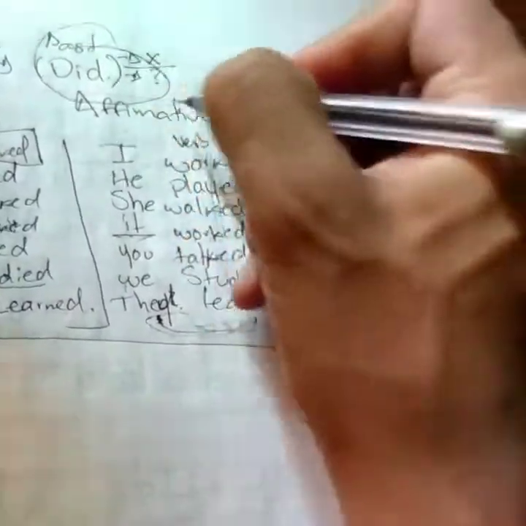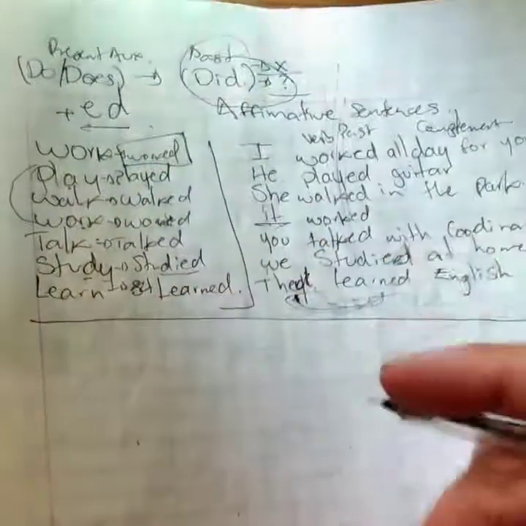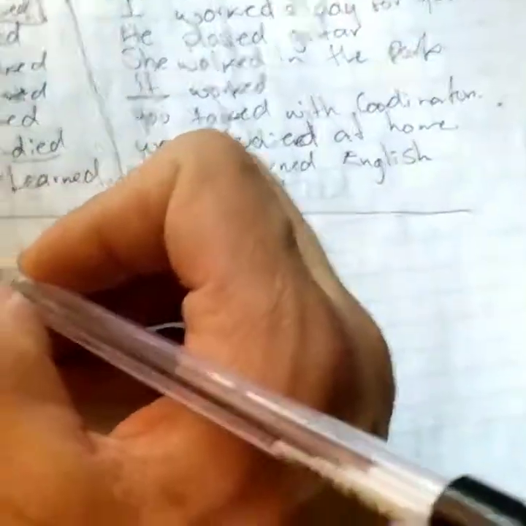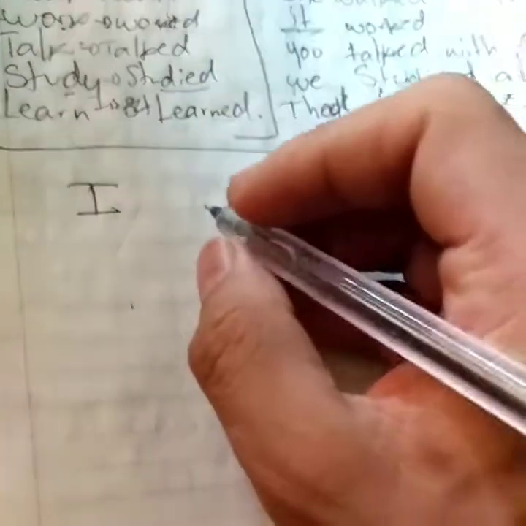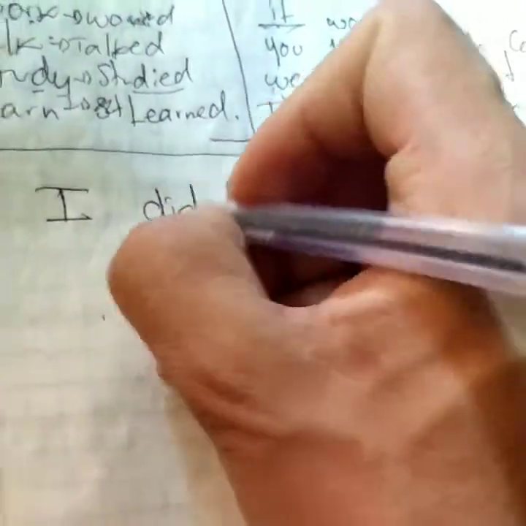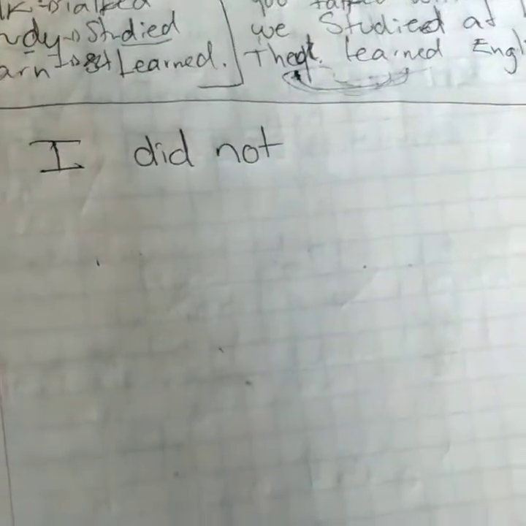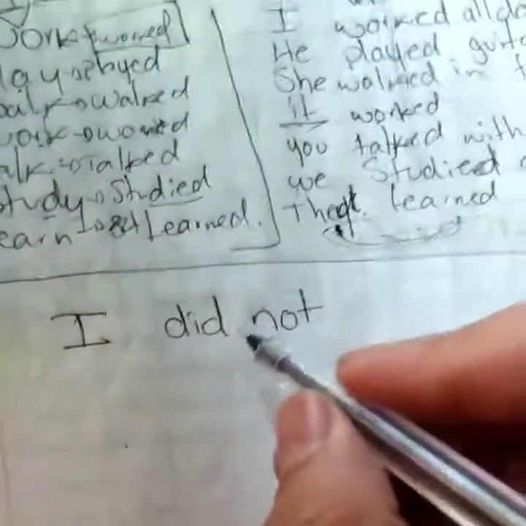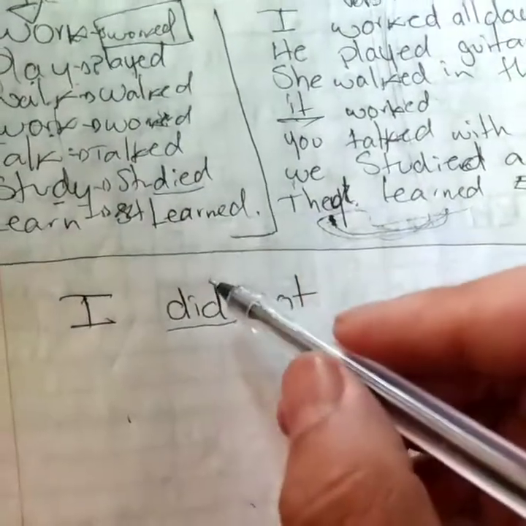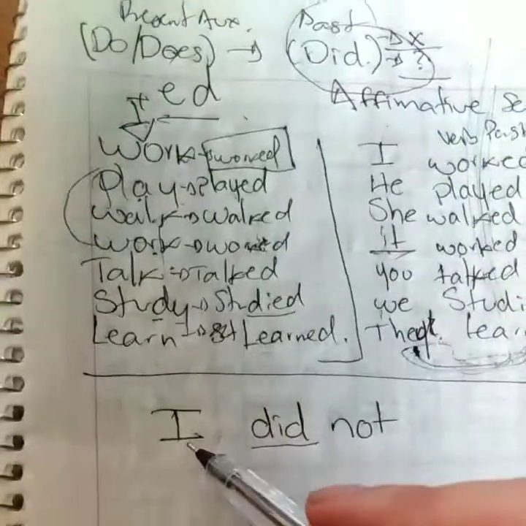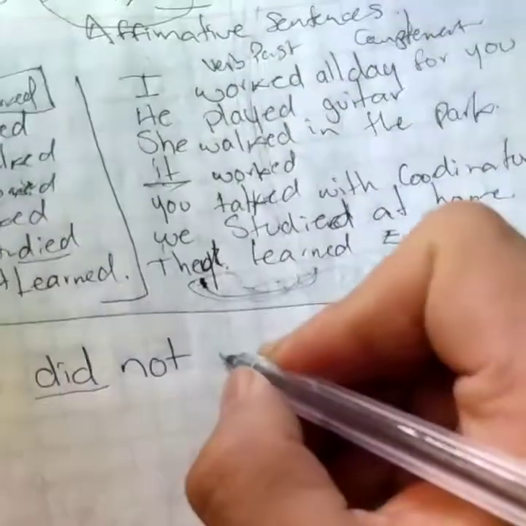Okay, now we're going to use our auxiliary did. Remember that we're going to use it for negatives and questions. How are we going to make negative sentences in simple past? Okay, it would be like this. I'm going to use the personal pronoun, the auxiliary did, and we're going to add not, okay? And then we're going to place the verb in present. Why? Because the auxiliary is telling us that this is already in past. So it would be, I did not work.